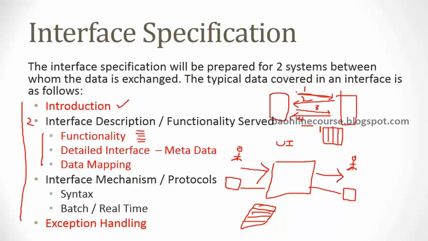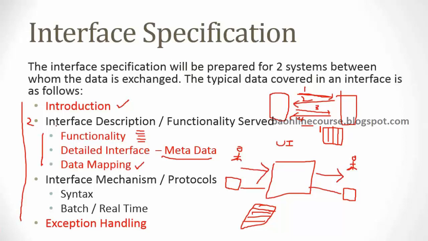If you are sending in, say, 10 data points as part of interface message 1, what type of data is it? What is the maximum size of it? Is it optional or mandatory? Where is the data coming from? All those details are covered. We call that metadata. We also map it to your underlying database. So is the data coming from your database, or is the user inputting it? All that mapping has to be done clearly.